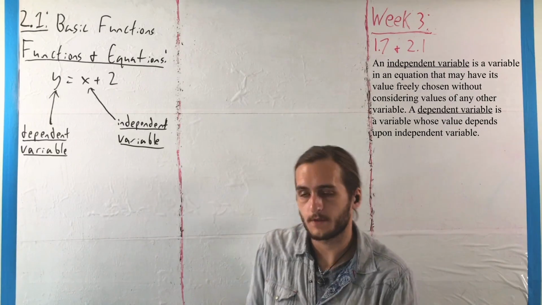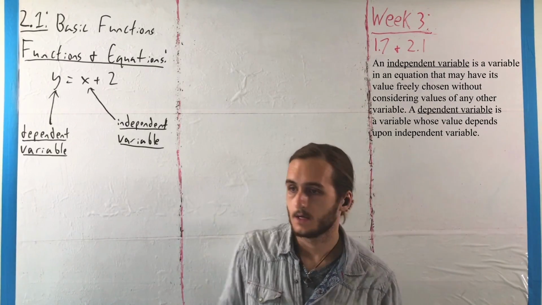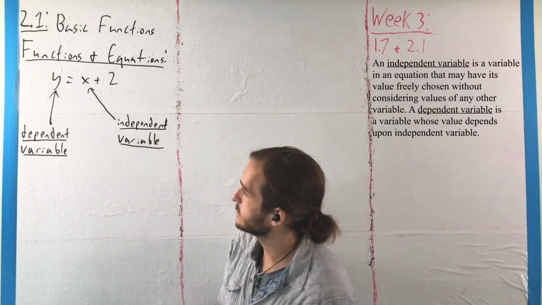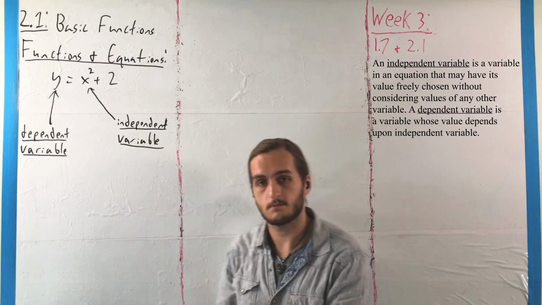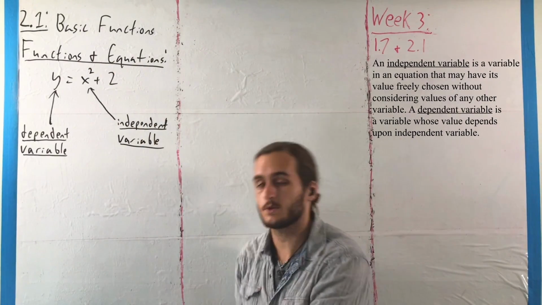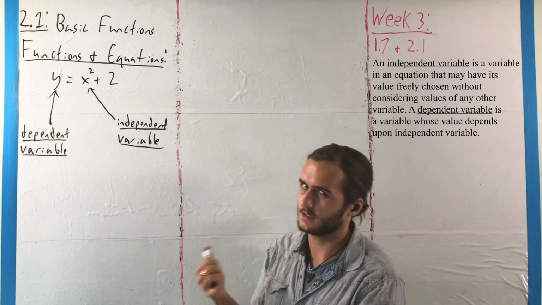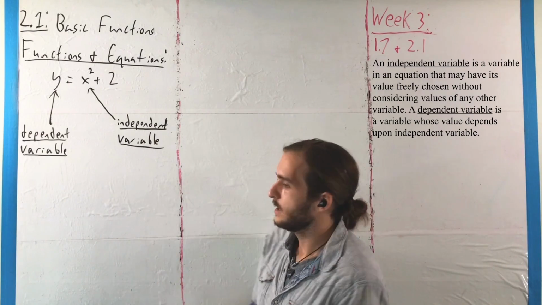Any number of things can define a function. Something like if we just made that x squared, if we looked at y equals x squared plus 2, that's another function. The first one was linear, the second one's quadratic, and we'll talk more about that later, but they still work a lot of the same ways we've seen.